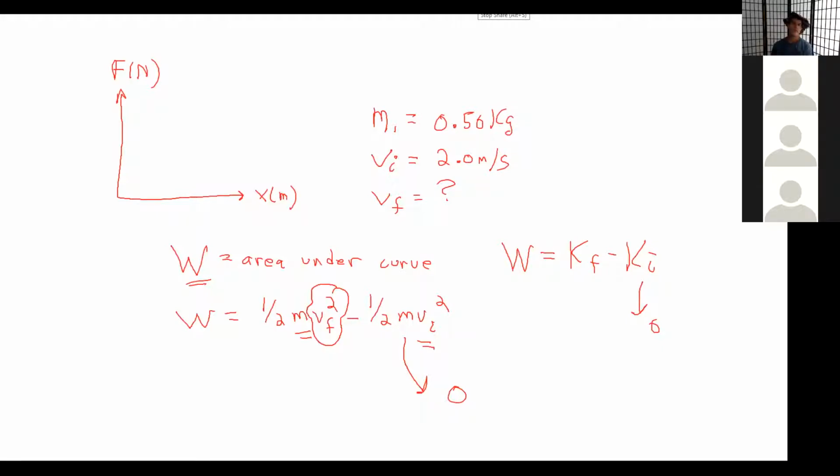So good. Keep in mind, if you have a plot of force versus position, you can get the work. If you have a plot of force versus time, you can get the impulse. Work results in a change of kinetic energy. Impulse results in a change of momentum.